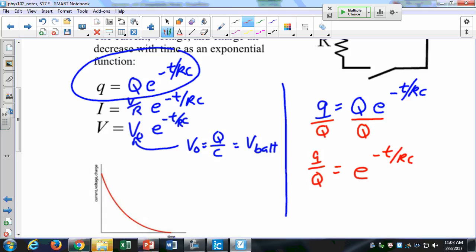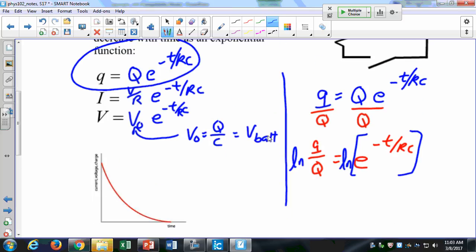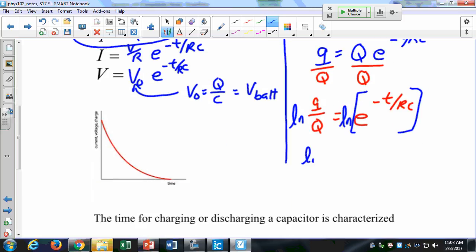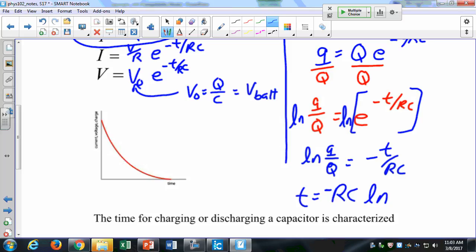And then to get rid of that exponential, I do the natural log of both sides. And then that gives me the value for t over RC. So I get the natural log of Q over Q naught, it's a function on your calculator, is equal to negative t over RC. And then from there you can solve for t. T would equal negative RC times the natural log of Q over Q naught. So there's some homework where you have to solve for these various things, but you do need to be able to solve for any of these quantities in these various decay and growth functions.